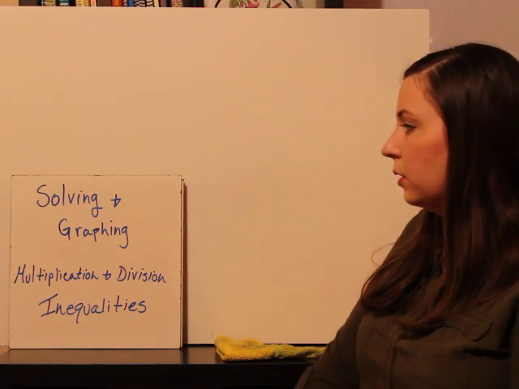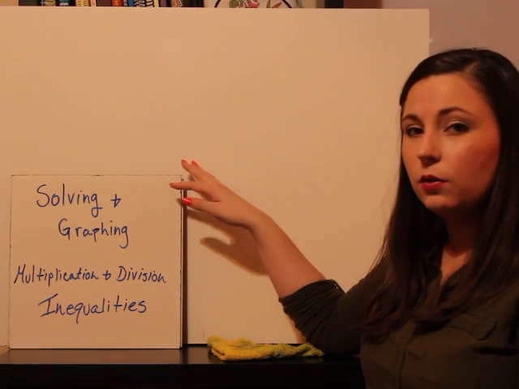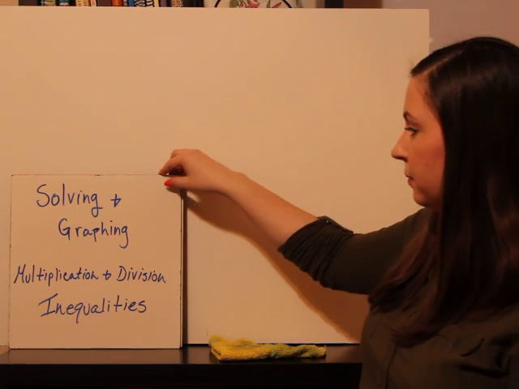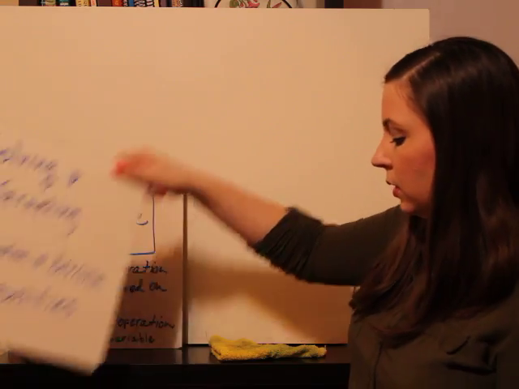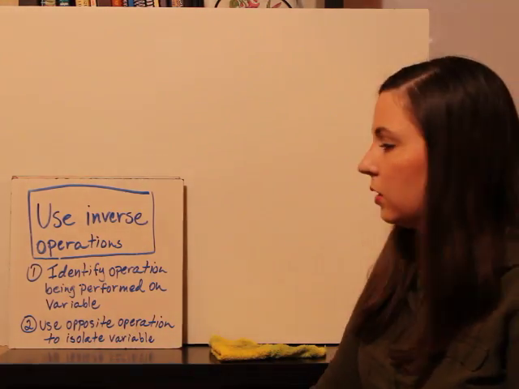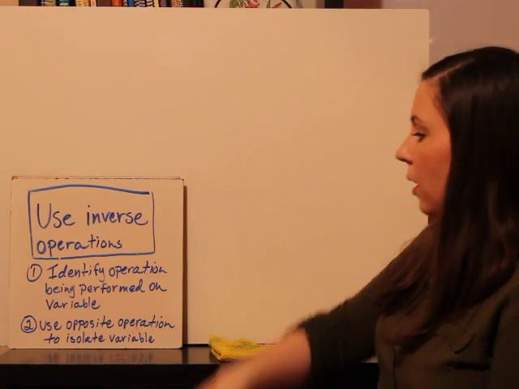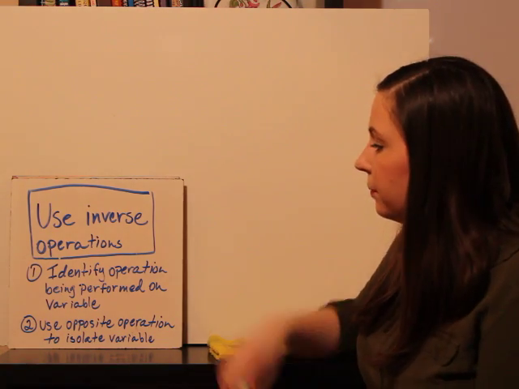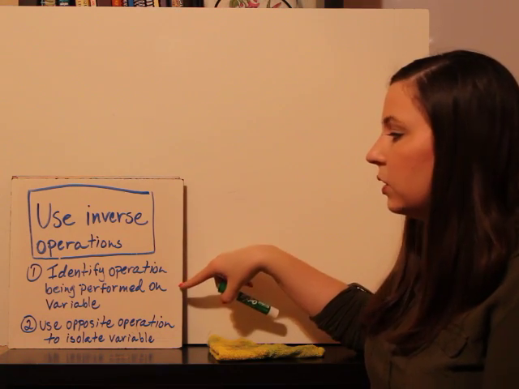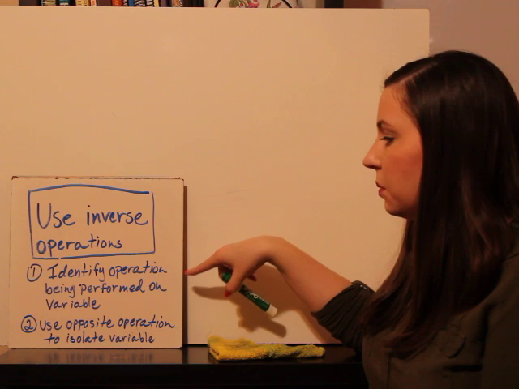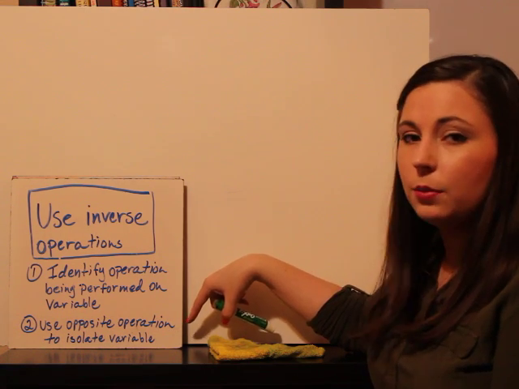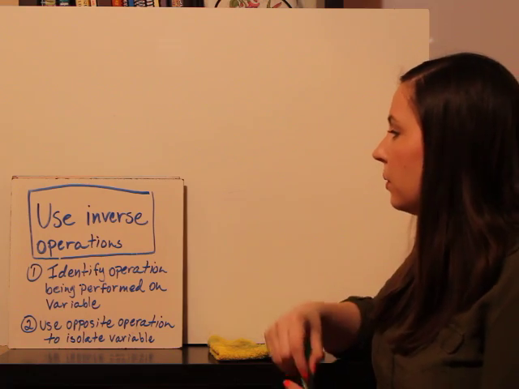Okay, today we're going to be learning how to solve and graph multiplication and division inequalities. So again, solving inequalities is just like solving equations, except you just have an inequality there. So we're going to use inverse operations. We're going to first identify the operation that's being performed on our variable. Then we're going to use the opposite operation to isolate the variable.